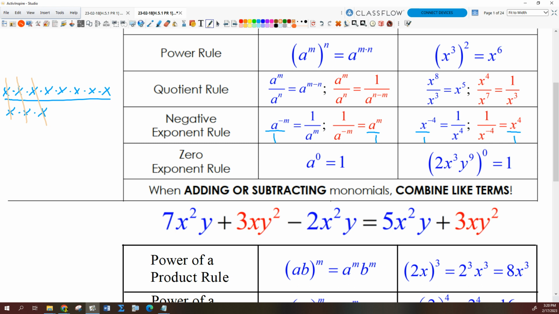Well, what's going on with this guy here? I'm just going to draw a little arrow. X to the 4th over x to the 7th, that's x times x times x times x over x times x times x times x times x times x times x. Look what happens. I'm canceling out 4 of those, leaving me with an x cubed on the bottom. So doing it my way really is what you're actually doing when you cancel those like factors. Does that make sense?